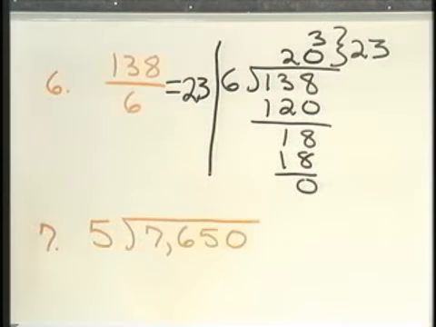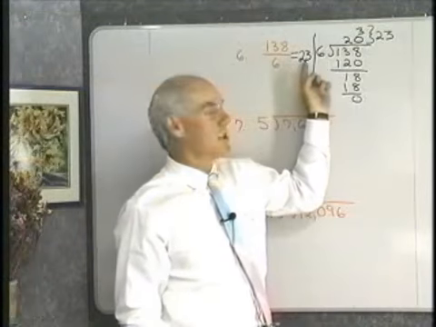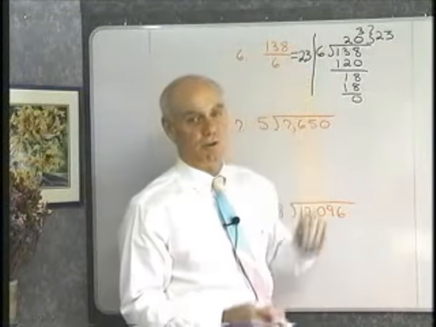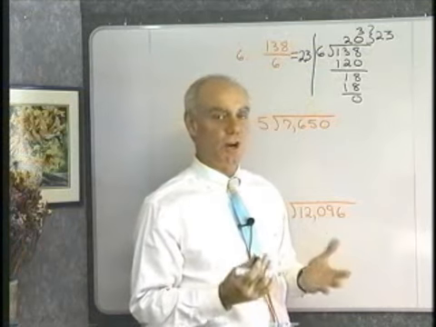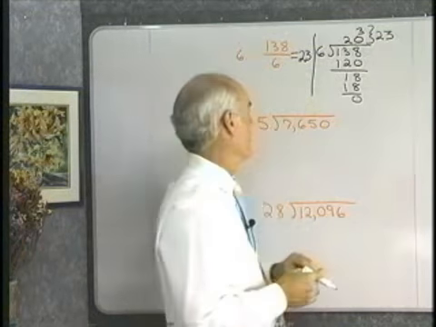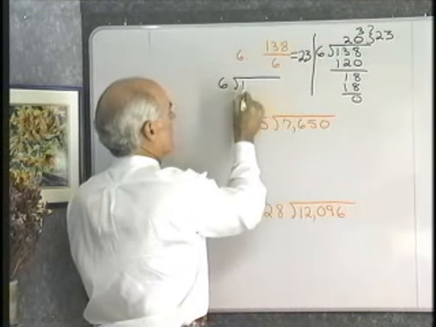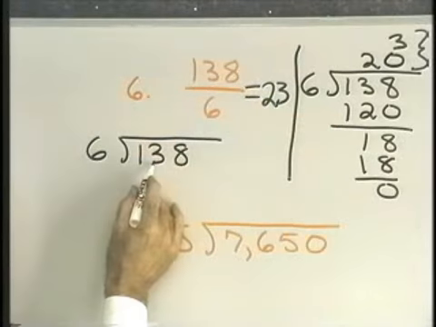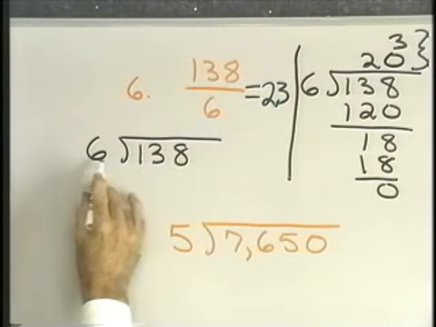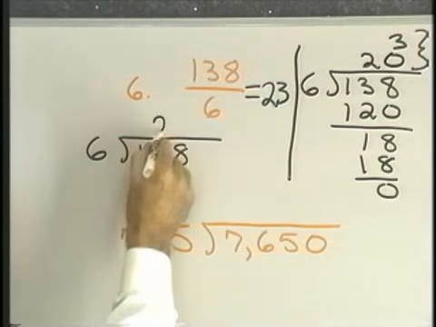And in fact it is, because if I multiply 6 times 23, I get 138. Now what I want to do is write all of this in a little shorthand form, and it will look this way. 6 into 138, or 138 divided by 6. I'll say 6 divides into 13 twice.